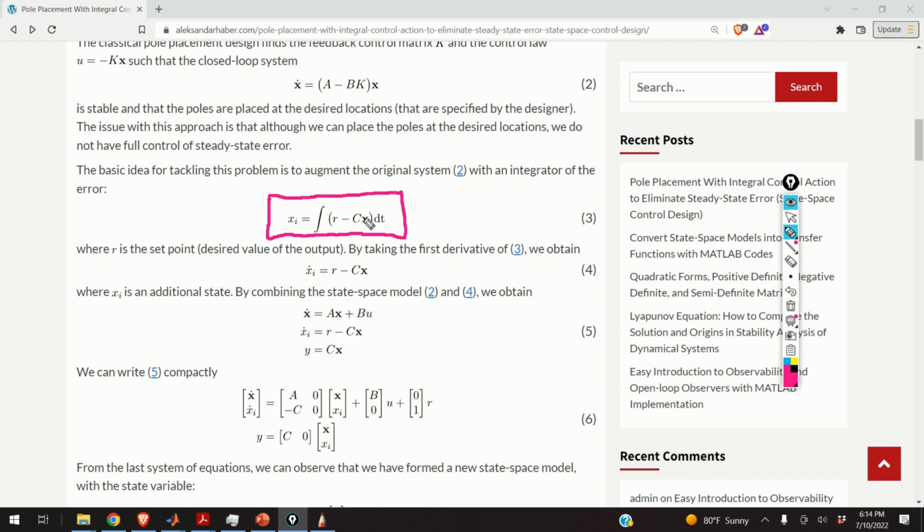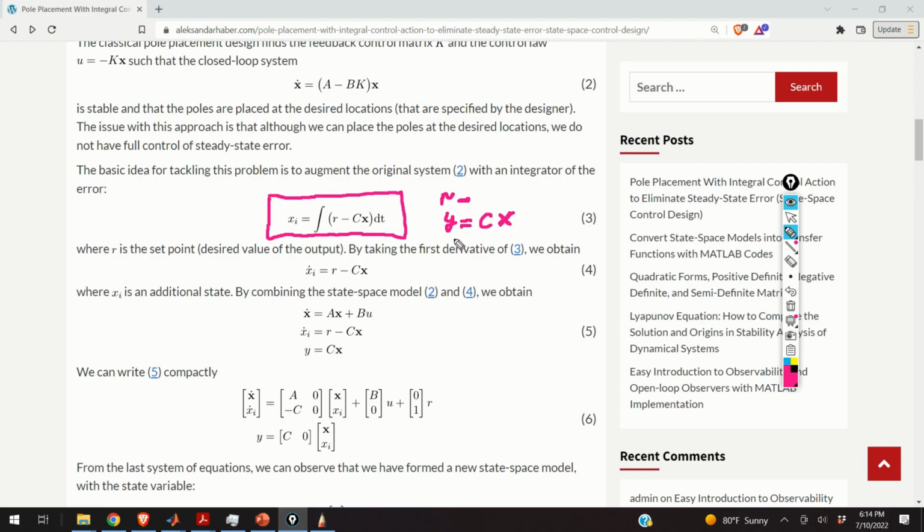So what happens over here? R is the reference signal or just a set point value. For example, we want our system in steady state to reach the point 10 or reach the point 20 or reach the point 30, and this is basically, for example, a step function. And C times x is our output. So y is equal to C times x.